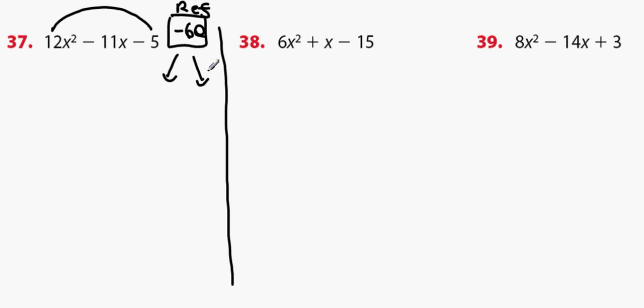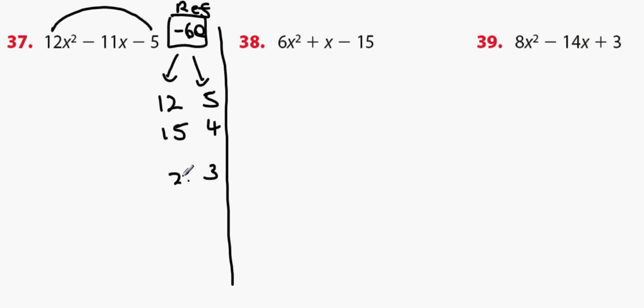Then once we get the reference number of minus 60, what we're going to do is break it up into its components. So when we break up minus 60 into its components, we could get 12 and 5. 12 and 5 won't work when you multiply them together, so let's go with smaller numbers, maybe 4 and 15, or 3 and 20.